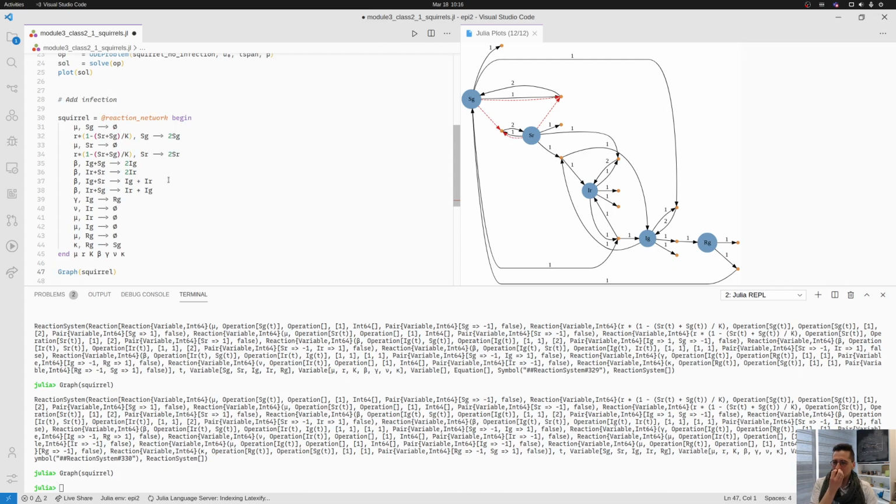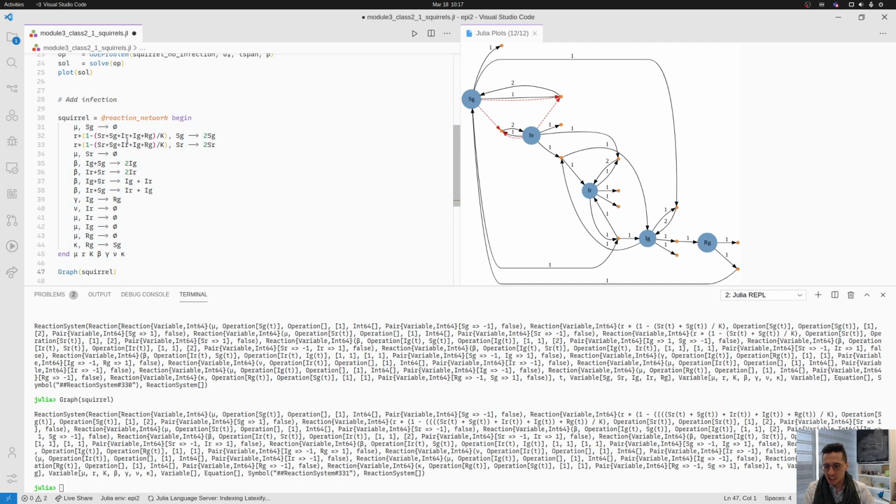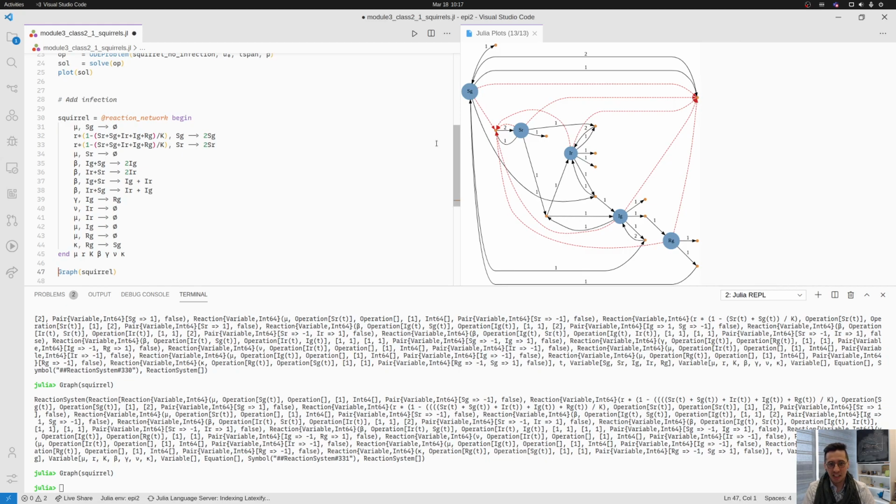The next thing that we need to specify is who is contributing to reproduction, right? And so in order to make sure that everyone is contributing to reproduction, we need to define a couple of things. We need to define how many individuals count towards the carrying capacity, and that's obviously going to be all of the population. So it's S_R plus I_R plus I_G plus R_G. Let's do that. Let's look at the graph, and now everyone is affecting the reproduction reactions.